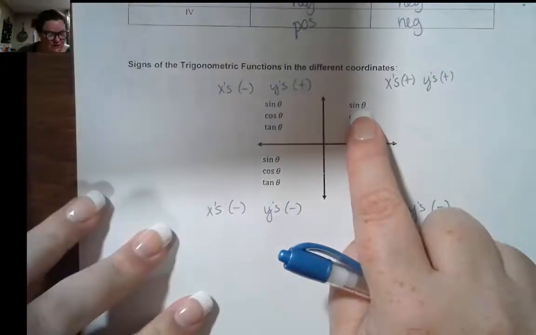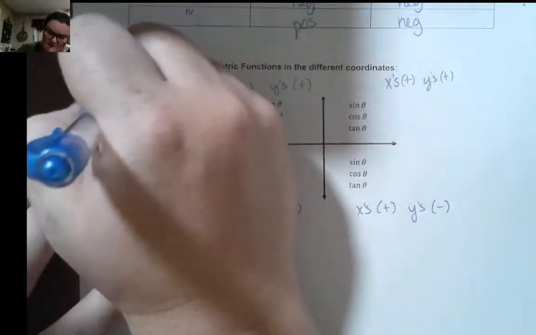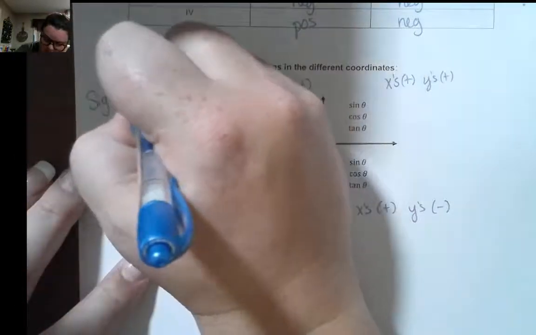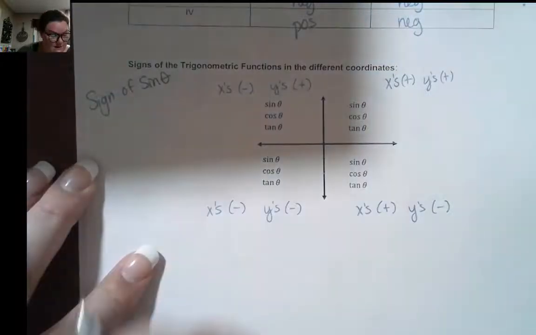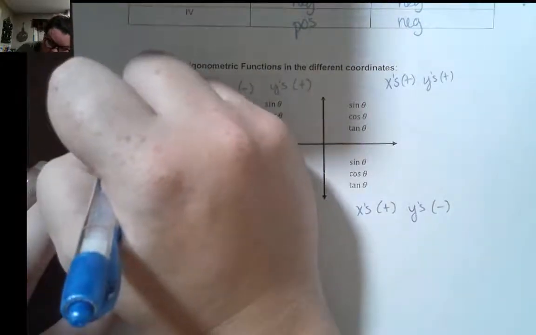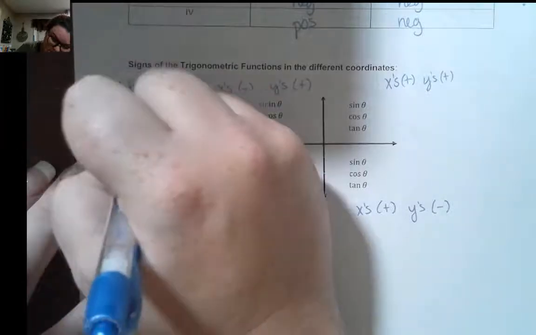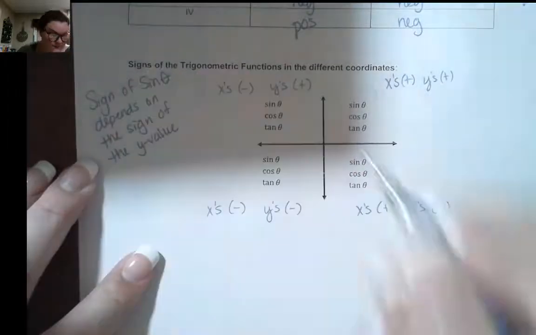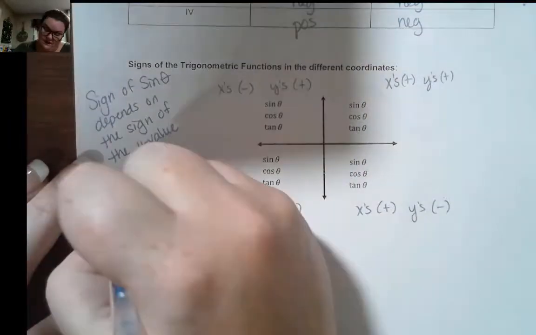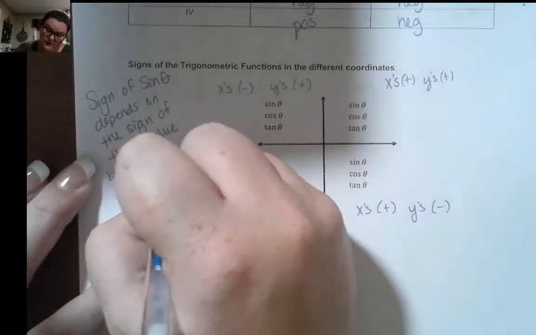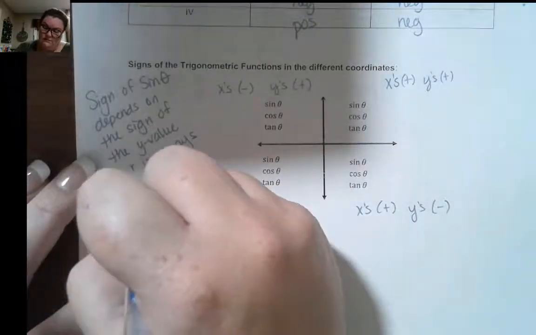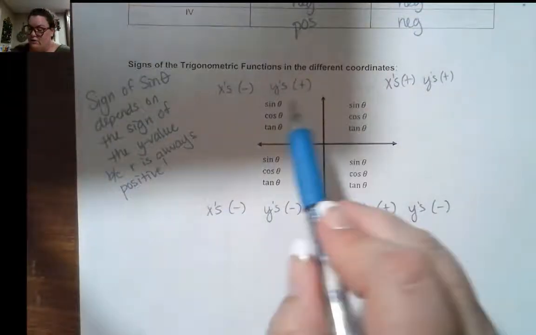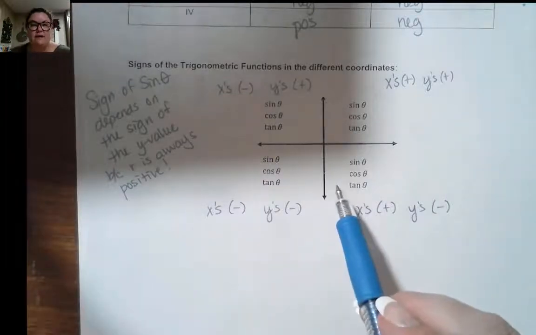So I'm going to just put a note over here. The sign, meaning positive or negative, of sine theta depends on the sign of the y value, because r is always positive. So all I can do is go around now and determine if all of these signs are going to be positive or negative, right?